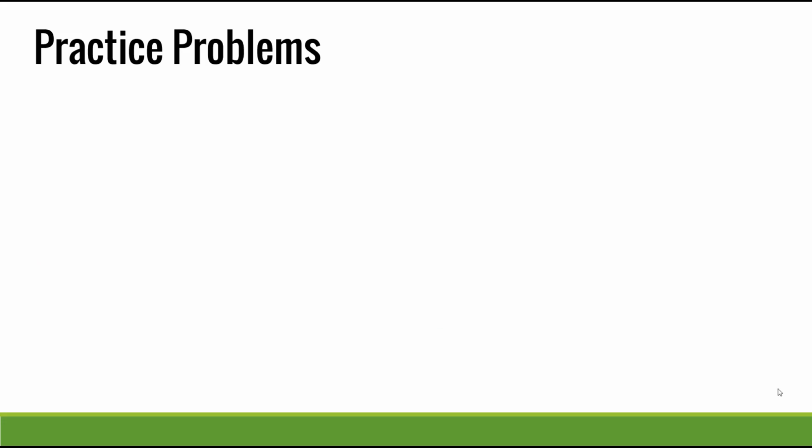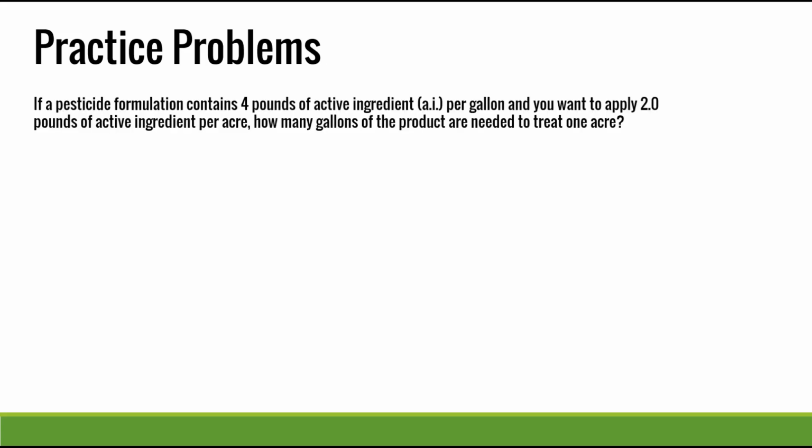For this next problem, I'm going to show you how drawing out the scenario might be easier than trying to solve with math equations. Let's take a look at this example. If a pesticide formulation contains 4 pounds of active ingredient per gallon and you want to apply 2 pounds of active ingredient per acre, how many gallons of product are needed to treat 1 acre?